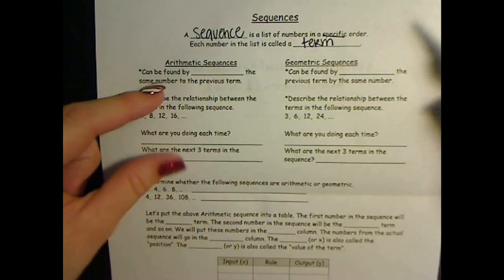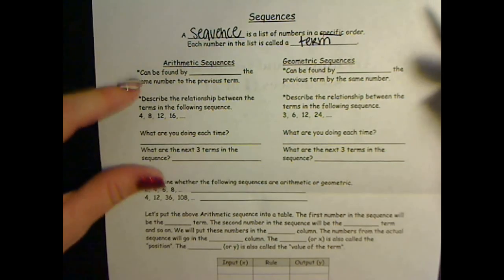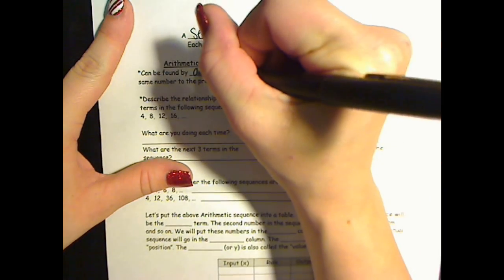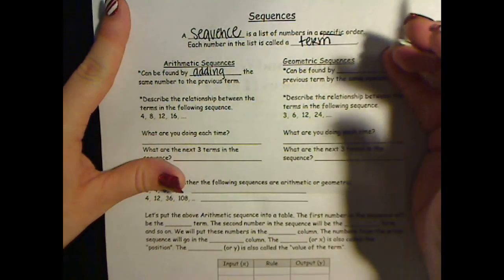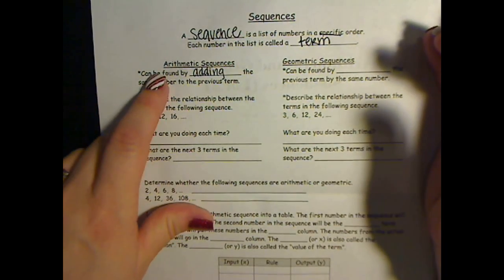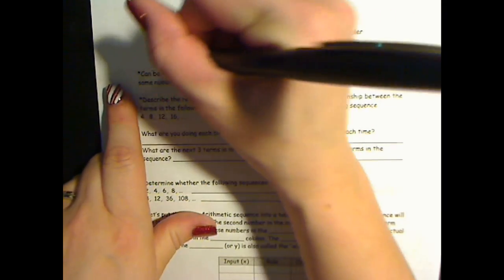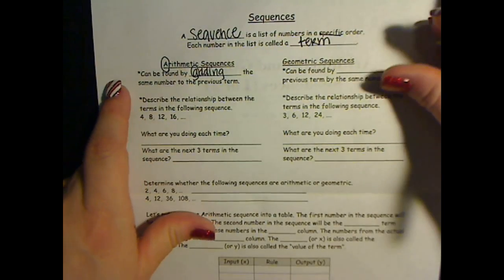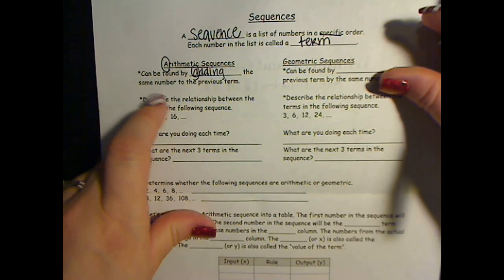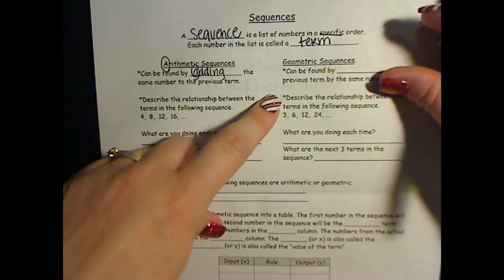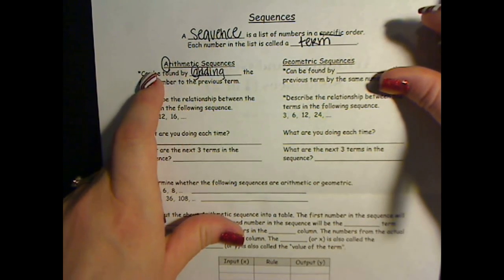So we've got two types of sequences, arithmetic and geometric. We're going to start with arithmetic. Arithmetic can be found by adding the same number to the previous term. Well, what do you notice about arithmetic and adding? They both start with an A. So that's how I remember arithmetic and adding. If I'm adding the same number each time in my sequence, adding, arithmetic, both start with A.